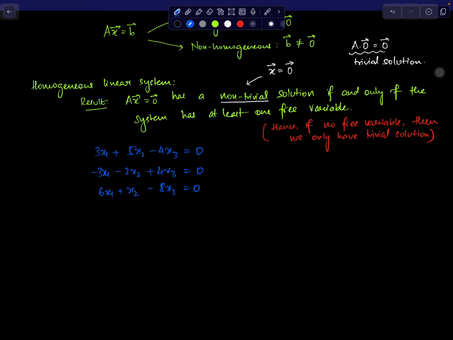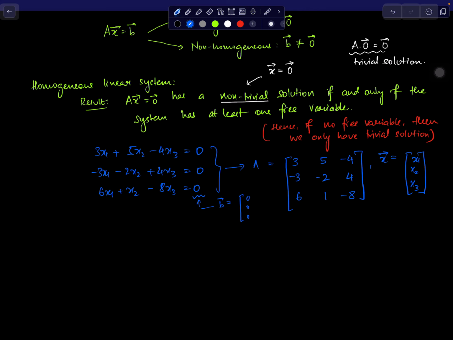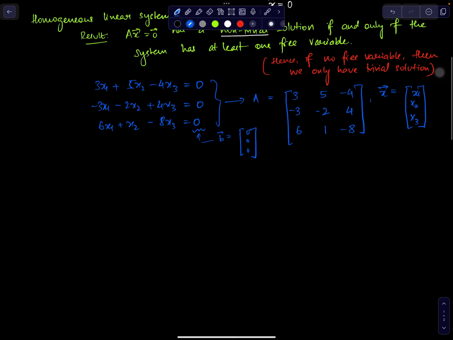So you can clearly see that this is a homogeneous system, right? Because you have your matrix A over here from this, which is 3, 5, minus 4, minus 3, minus 2, 4, 6, 1, minus 8, right? And then, of course, your variable matrix is x1, x2, x3. And you can see that this basically means that your B vector is nothing but the 0 vector. So this is a homogeneous system, okay?